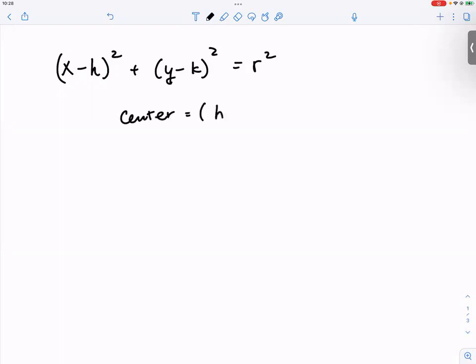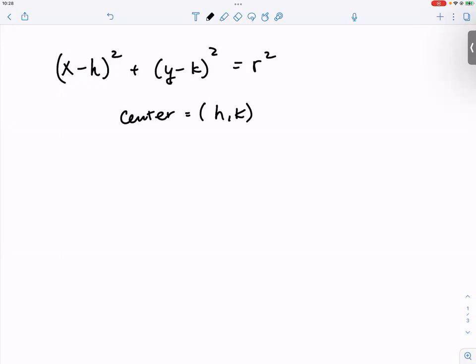So the equation of a circle is (x minus h) squared plus (y minus k) squared is equal to r squared. And h and k stand for the center, and r stands for the radius. Now, I also make sure that you are aware of the easiest mistake possible.